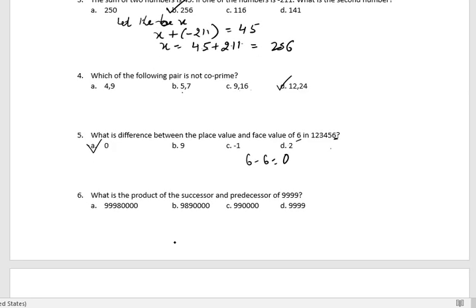Next question: what is the product of the successor and predecessor of 9999, or you can say ones, tens, hundreds, thousands, 9,999.